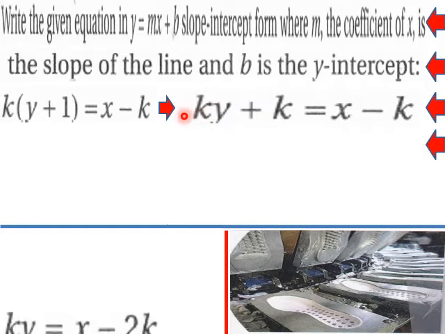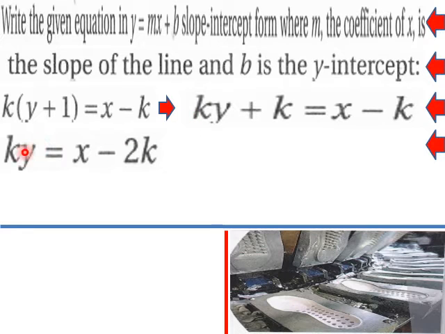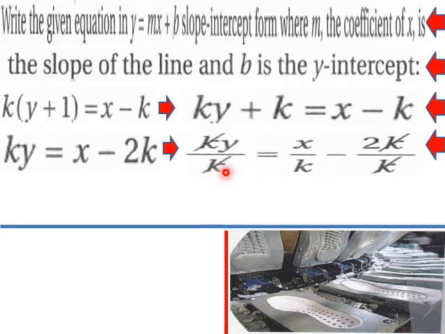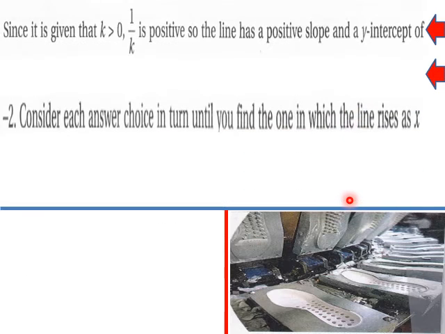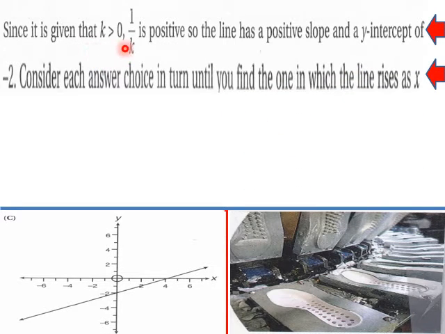So we are going to solve for ky equals x minus 2k, after we get through multiplying through like this. We move our k over here, then we divide through by k. We get y equals 1 over k times x minus 2. Since it is given that k is greater than 0, 1 over k is positive, so the line has a positive slope, we know that much, and a y-intercept of negative 2.